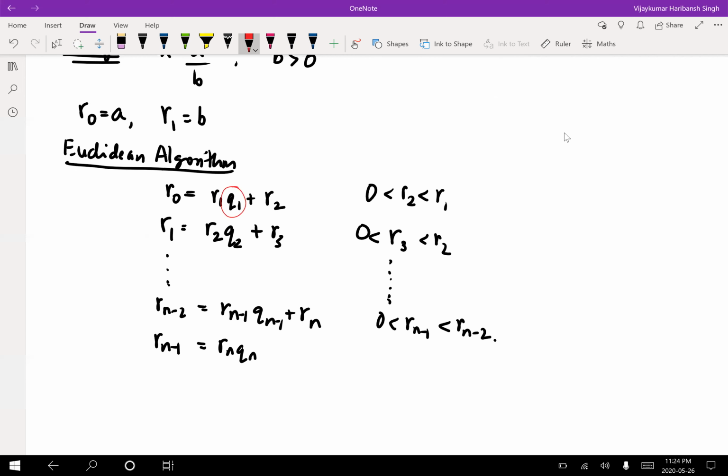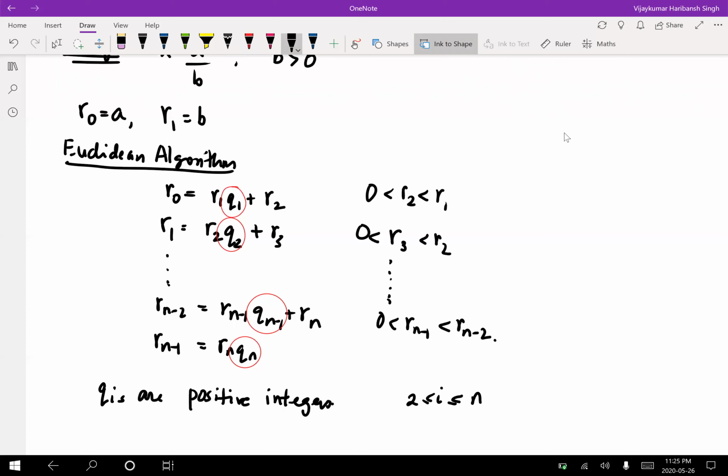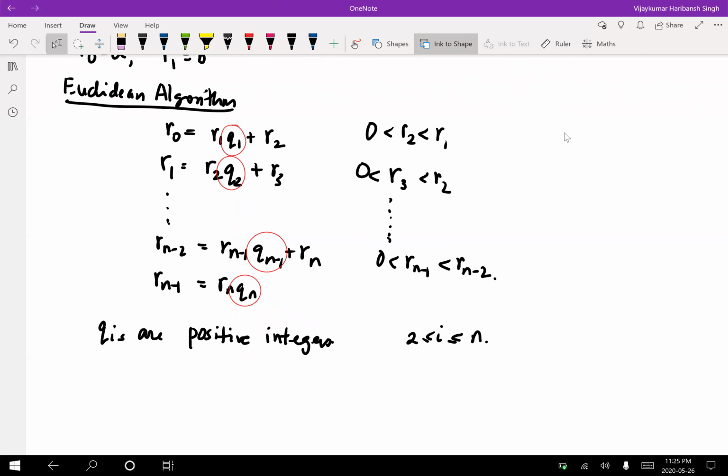So note that in all these expressions, your Q1, Q2, Q3, Qn, these are what? These Qi's are positive integers, all the way from Q2 onwards, so i going from greater than or equal to 2 to less than or equal to n. So now in this case, let's write down our a by b.